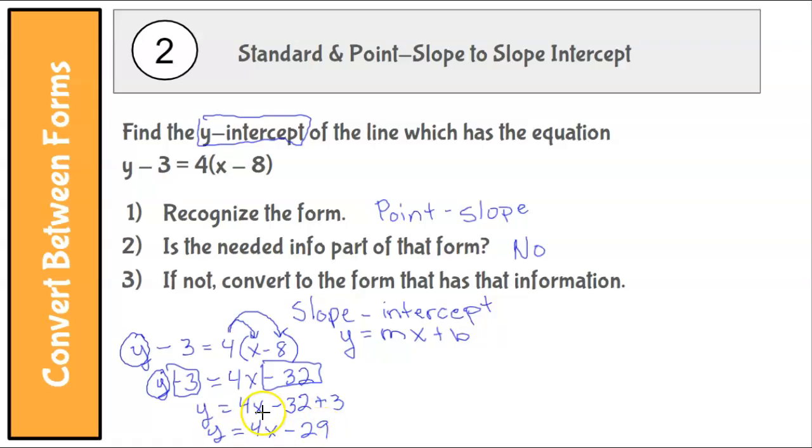Now it's in slope-intercept form. This is my slope. This is my y-intercept. Find the y-intercept. The y-intercept is -29.